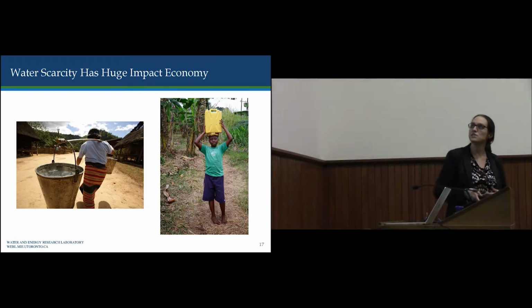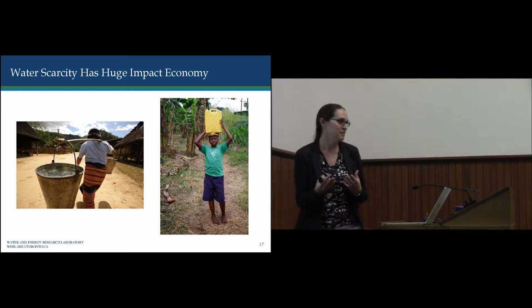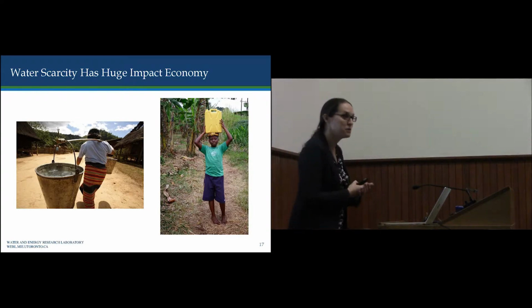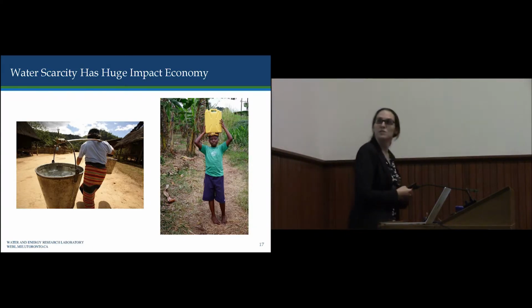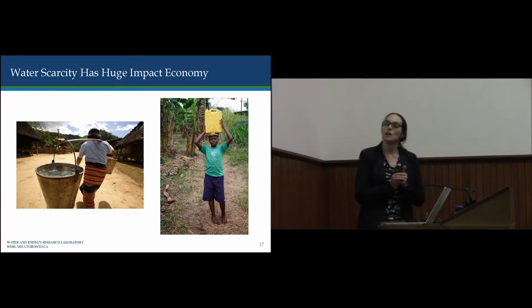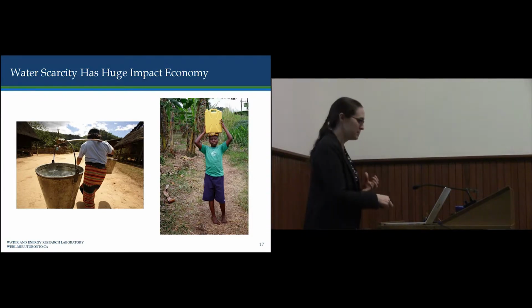through many ages, as the children themselves will also have to walk and get water because they don't have access to it, and then not being able to go to school and other aspects. So this is a really big challenge, and water scarcity has a huge impact on the economics of these countries.